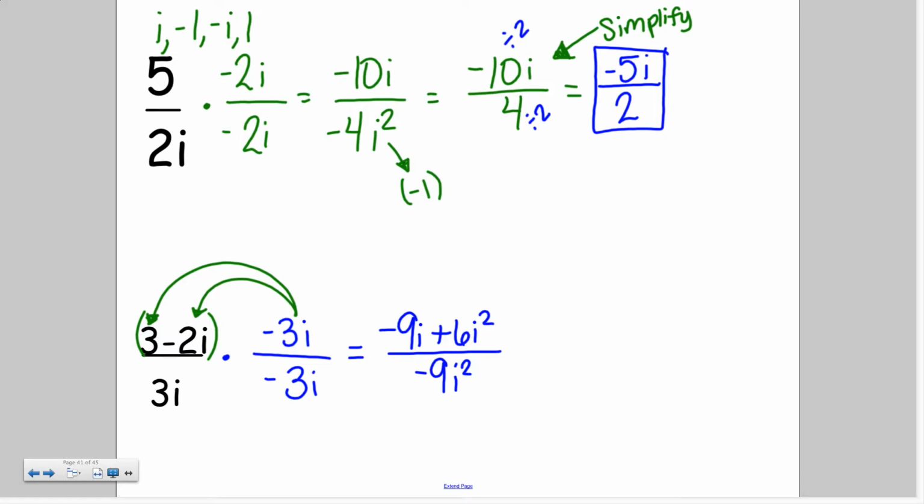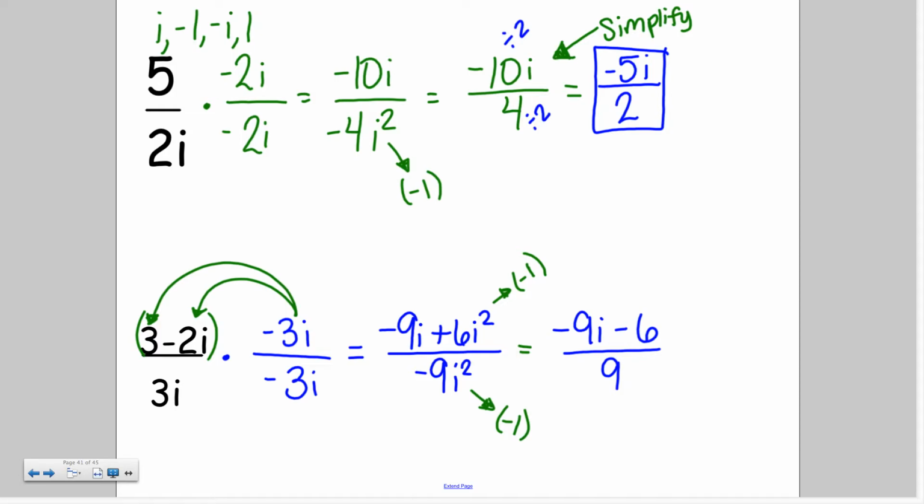All right, I need to change these i squareds. And i squareds are a negative 1, all right? So I have negative 9i, and then 6 times a negative 1 is a negative 6, and then negative 9 times a negative 1 is a 9. Okay?